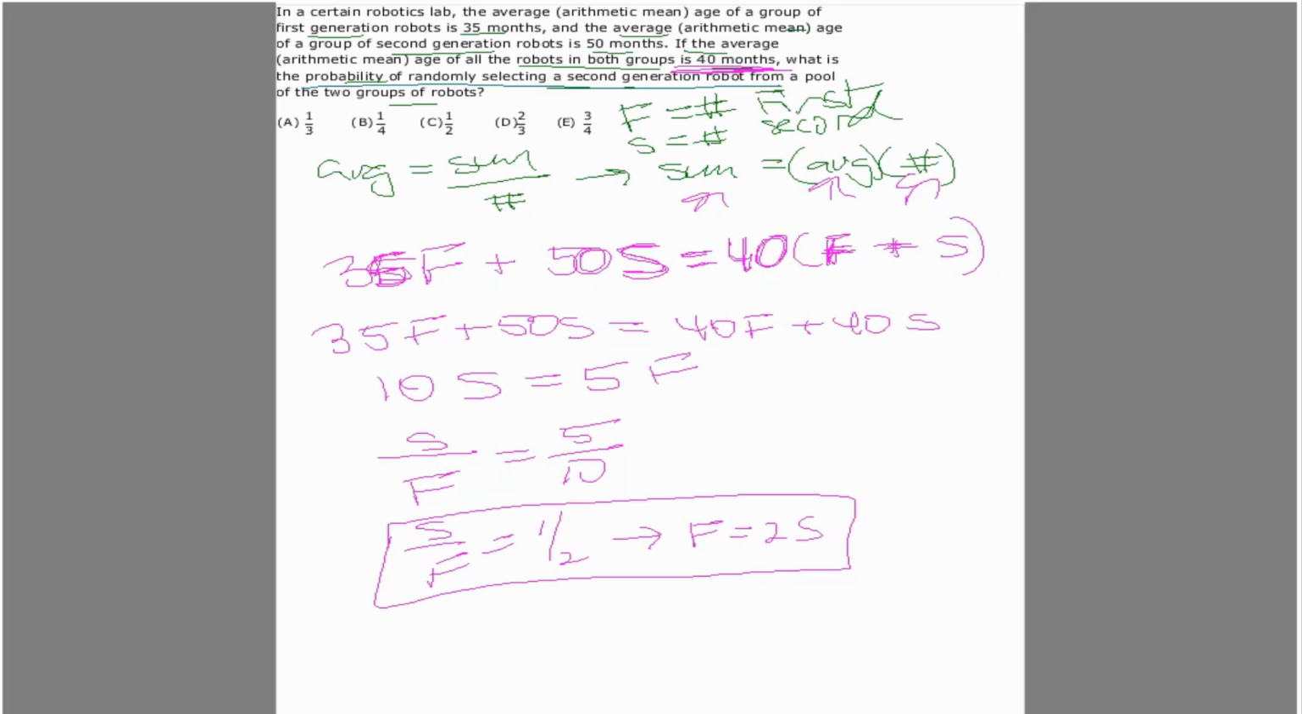Well, we're looking for s divided by 3s, right? S divided by 3s. Where's that coming from? Well, the original fraction would have been s divided by s plus f.